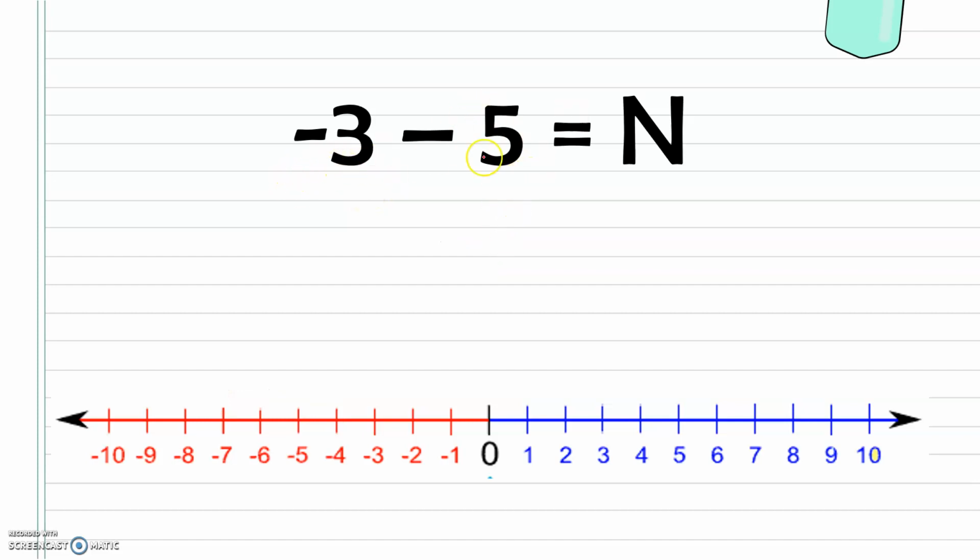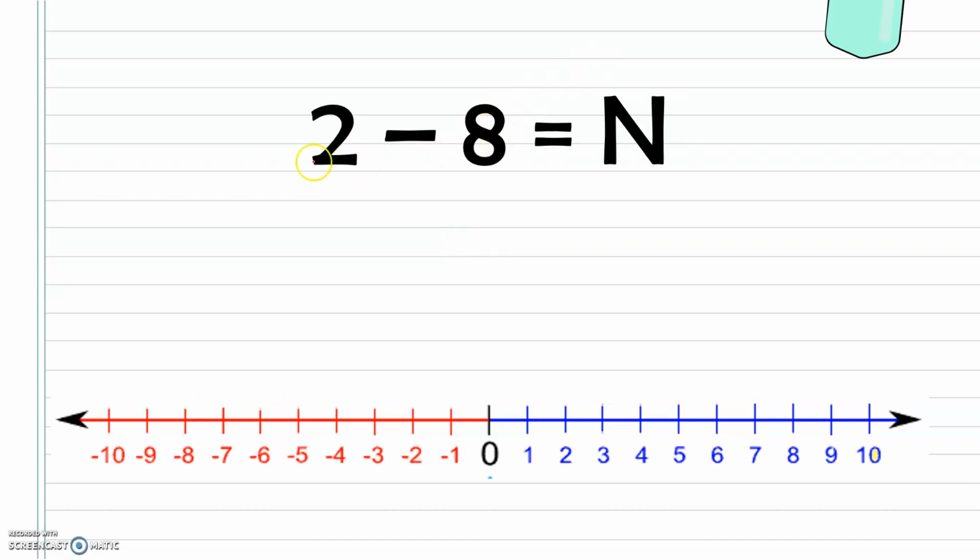Next, negative 3 minus 5 equals n. Again, we will first locate our minuend, and our minuend is here on the number line. From negative 3, we'll be jumping 5 times to the left, since we are subtracting positive 5. And that will give us negative 8. So negative 3 minus 5 is equal to negative 8.